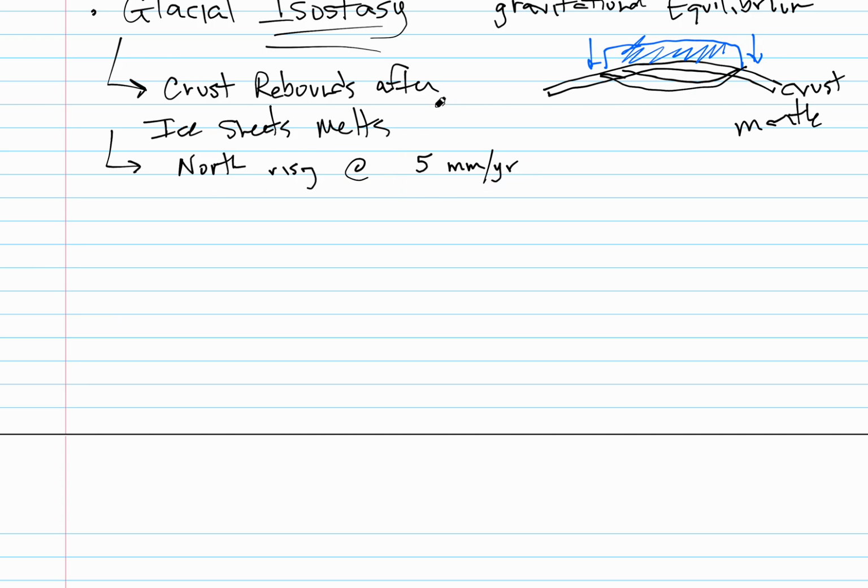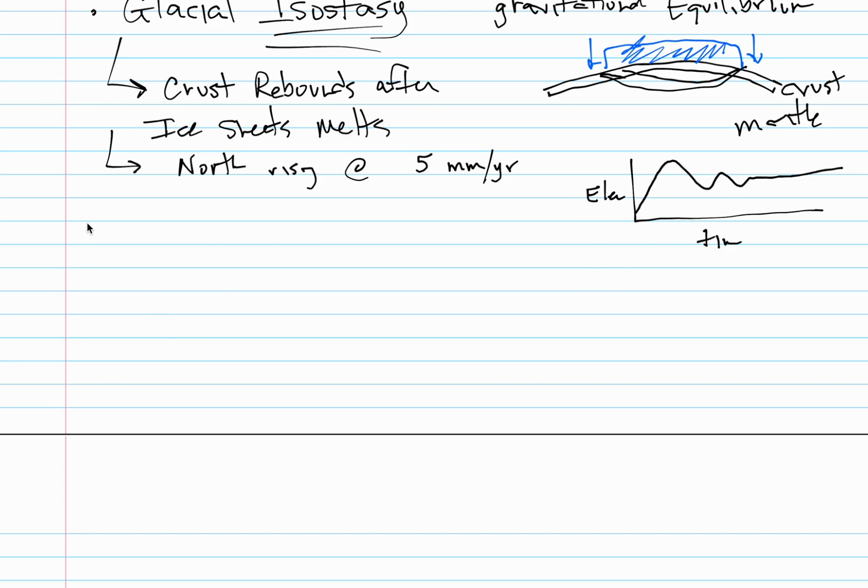All right, so that crust rebounds after ice sheets melt, and so you can imagine if this is elevation and this is time as a graph, we are going to rebound. But then if it overshoots, it'll come back the other way, and then it'll try to find its equilibrium. This is the concept of isostasy.